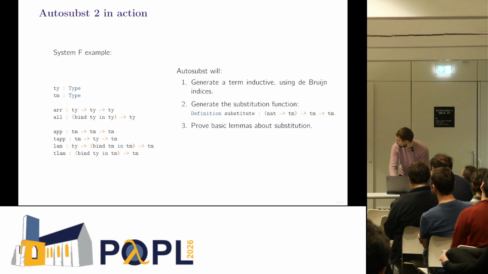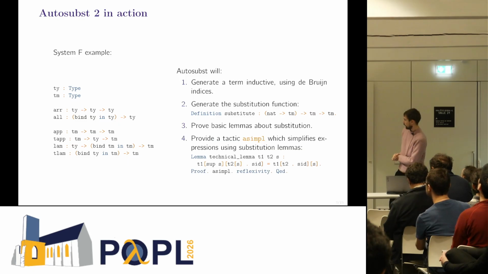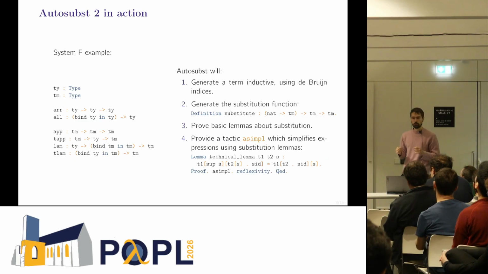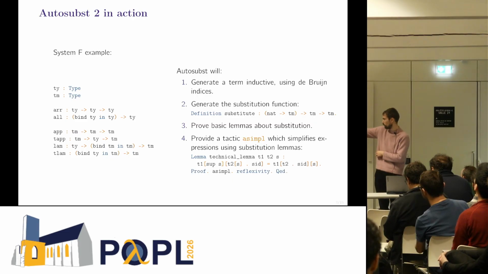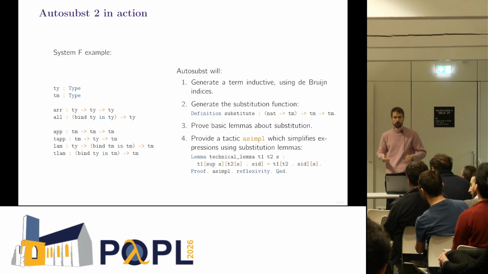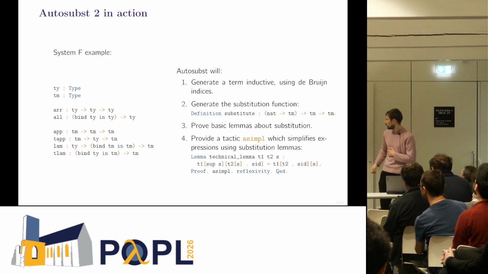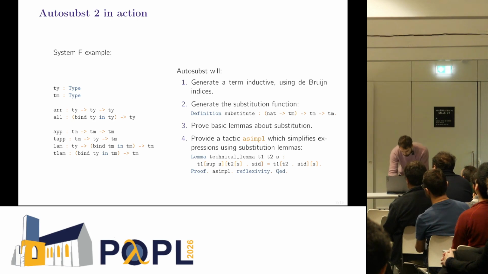Autosubst proves basic lemmas about substitution. And finally, and this will be the focus of this talk, Autosubst provides a tactic called asimpl, which is super useful. You call asimpl, and it basically simplifies your goal using the lemmas it proves about substitution. For instance, you can prove this technical lemma, which comes up when doing, I don't remember, probably the proof of Church-Rosser or something like this. And asimpl simplifies both sides to the same thing. You do reflexivity, and you're done. So asimpl is really very useful.